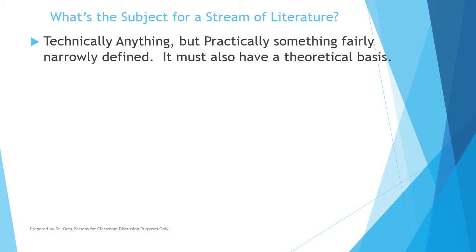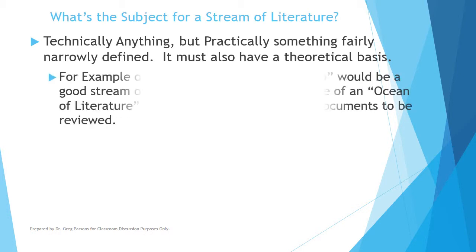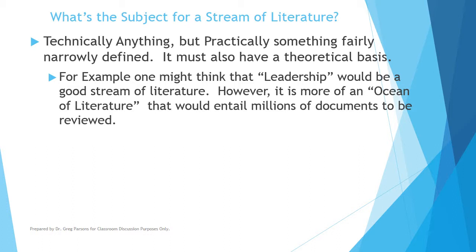You could have a stream of literature on the universe, or you could have a stream of literature on government. However, from a practical standpoint, that would include everything that's ever been written on that particular subject. So it becomes so wide or so broad that it has no particular value, because you could never explore it all, and you would encounter so many different definitions.